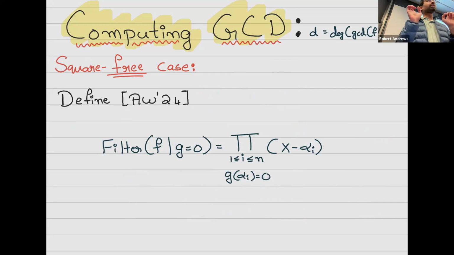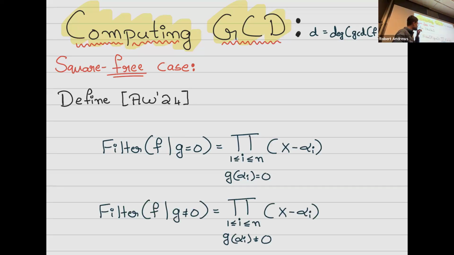This notion of a filter will be useful for us. So what is a filter? A filter is: I go over all the roots of f, and I multiply x minus alpha wherever g of alpha is 0. And analogously, I define the filter of f and g not equal to 0.